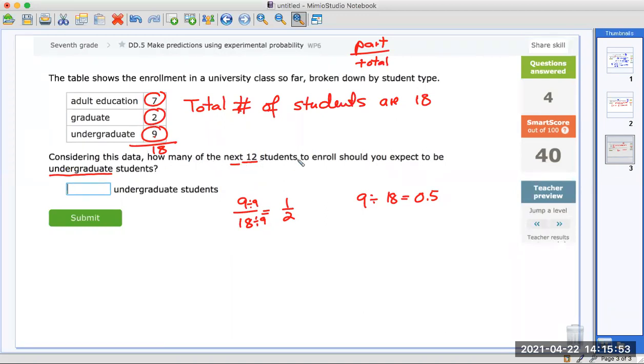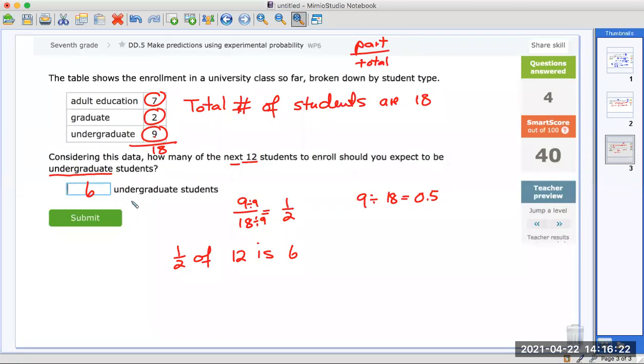How many of the next 12 students to enroll should you expect to be undergraduate? So now we're going to have 12. We want half of 12. And that's 6. Because 12 divided by 2 is 6. So we know that 6 of the next 12 students are going to be probably undergraduate students, meaning they have not received their bachelor degree yet.